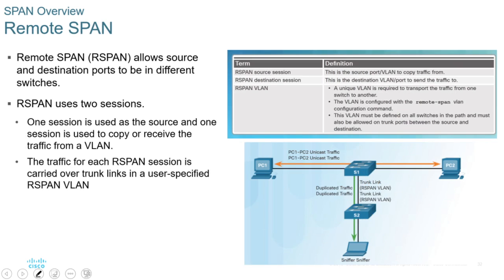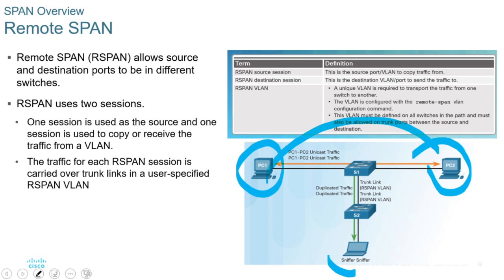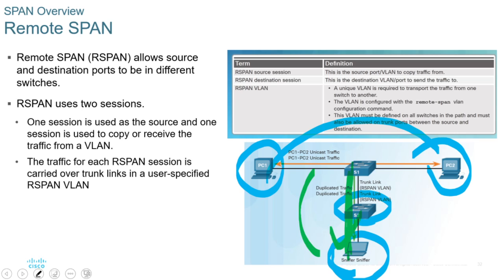When we talk about remote SPAN, we are again monitoring the traffic between these two devices, but the sniffer device is connected to a different switch. So we should implement a VLAN, and through that VLAN it should be trunking through that switch to the device. Then in a way we appear as if we are directly connected, and we can do the sniffing there.